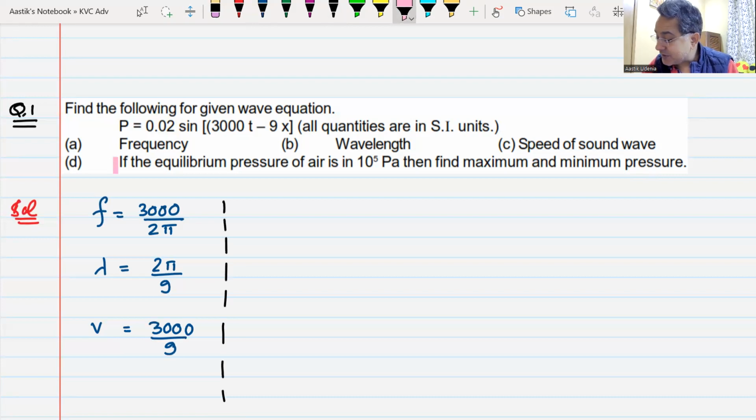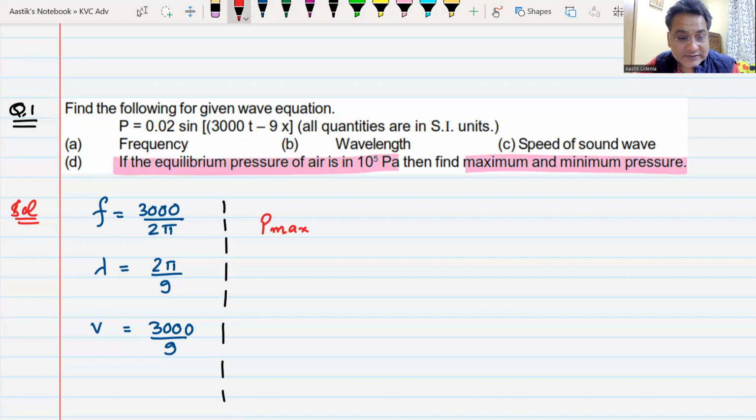If the equilibrium pressure is 10 to the power 5, what is the maximum and minimum pressure? The answer is right in front of your eyes. And that is the maximum pressure.